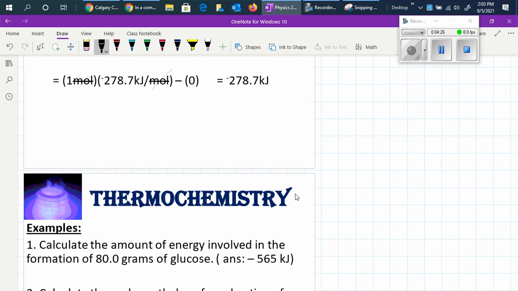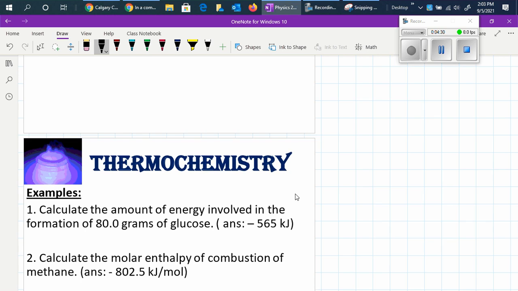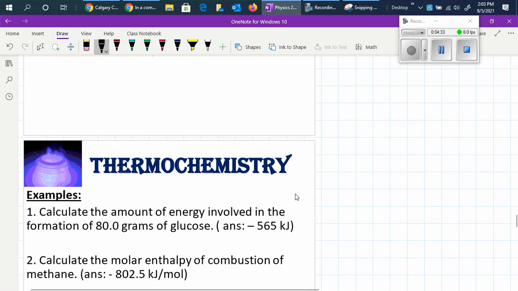Let's see the second one before we move to the first. So let's take a look at the second example. Calculate the molar enthalpy of combustion of methane. The combustion of methane reaction is something like this, which will give us water and carbon dioxide.